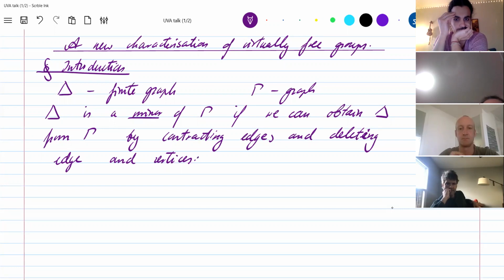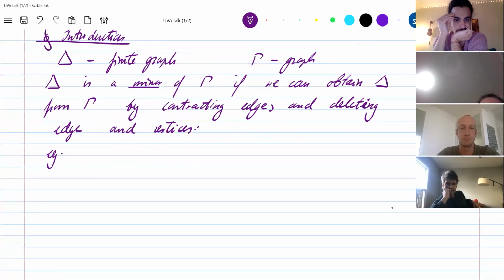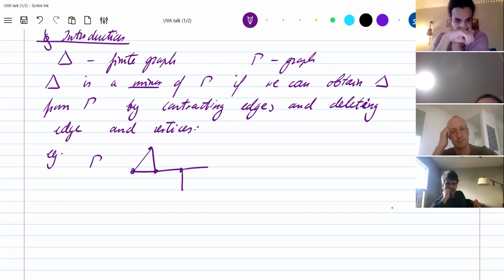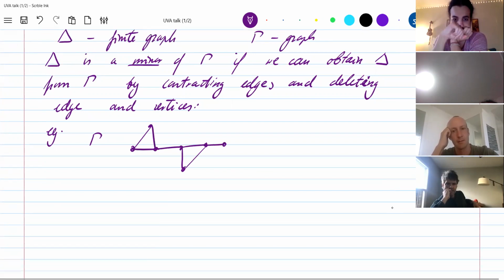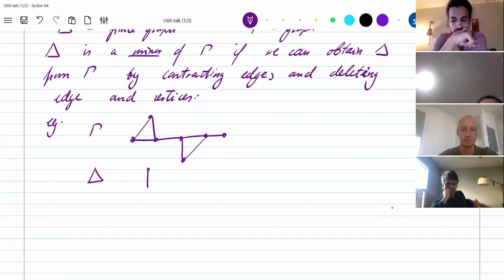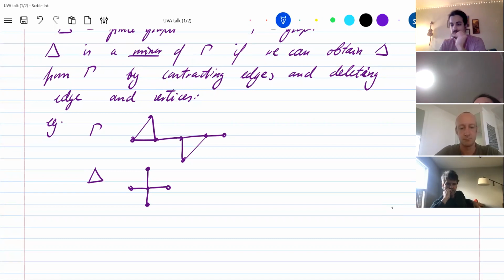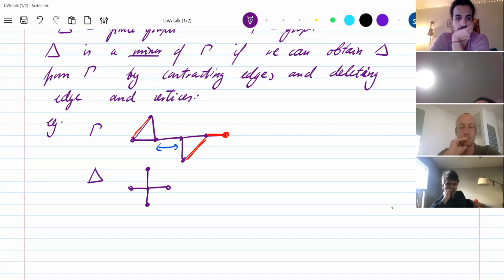Okay, so just to give you an example, let's suppose that gamma is the following graph. So let's just have some points like so. Let's suppose delta is maybe this. So we can get delta from gamma by, first of all, we can contract this edge here. We can delete these red edges here, and we can delete this edge and this vertex as well. So that will give us exactly this graph delta.